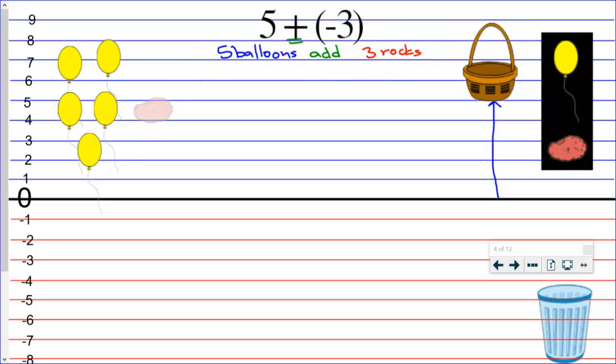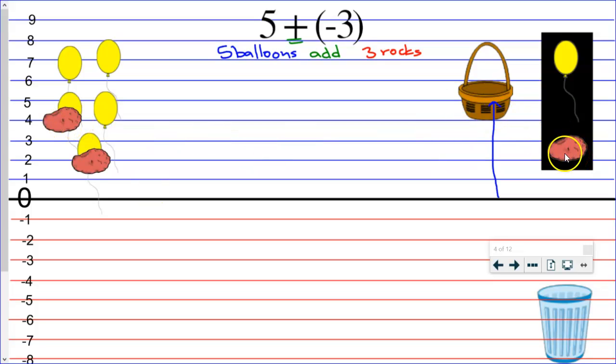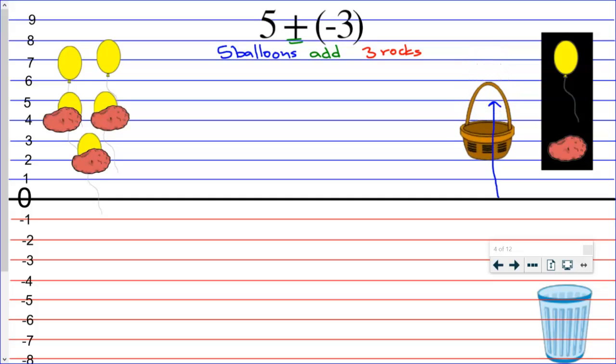When I add a rock, what's happening? Andrew, thanks for the hand. It's going to go down 1, but I can't add just 1 rock. It says I need to add 3 rocks. So 1, 2, 3. Where is that basket now? It's at 2.